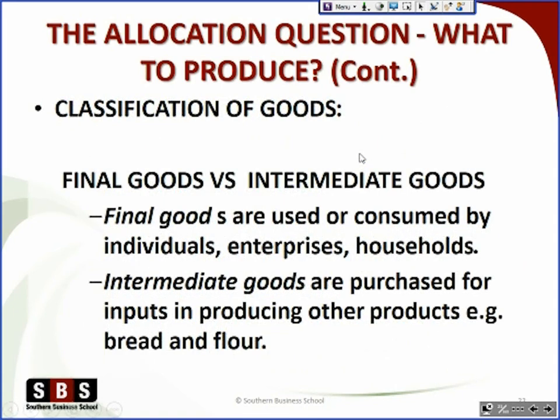Then you get final goods versus intermediary goods. Final goods are goods that are used or consumed by individuals, enterprises, and households, like a TV or a car. An intermediary good is a good purchased by producers to manufacture a car or a TV. That's the difference between the two. You may be given a statement in a true and false question, and you've got to recognize the difference between final goods and intermediary goods.